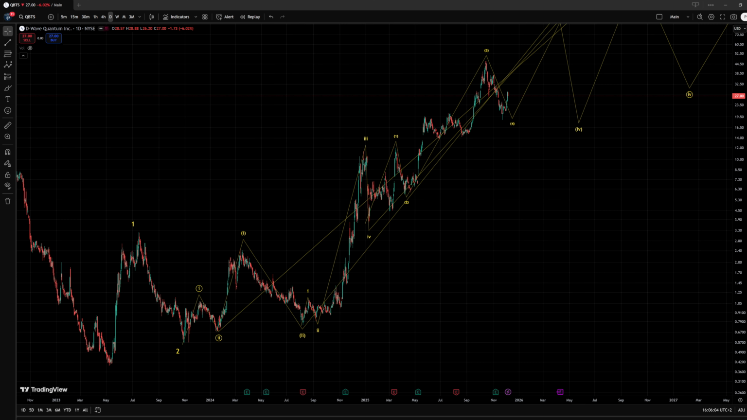In this video we are looking at D-Wave Quantum. It is time for another update, and today we'll be taking a look at the potential bottom being formed within this correction and another interpretation that actually shows a lot of confluence with what is happening within this correction.